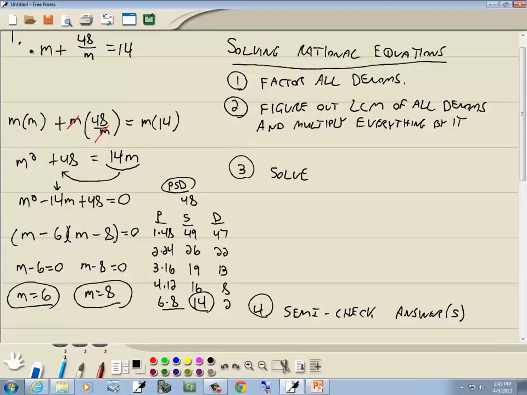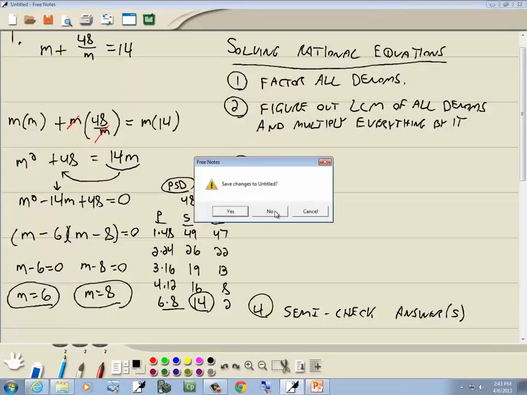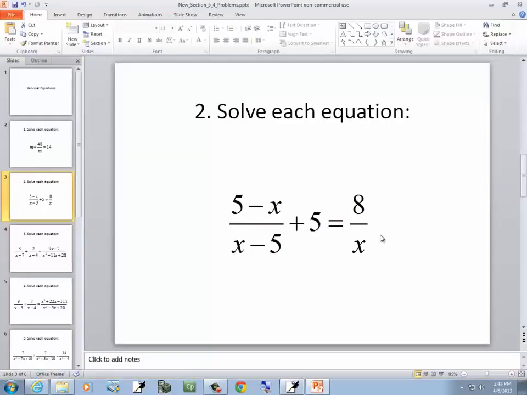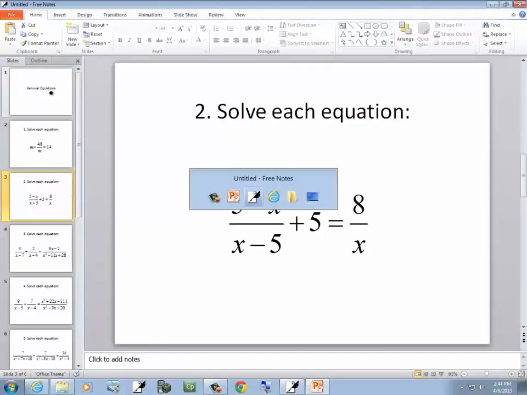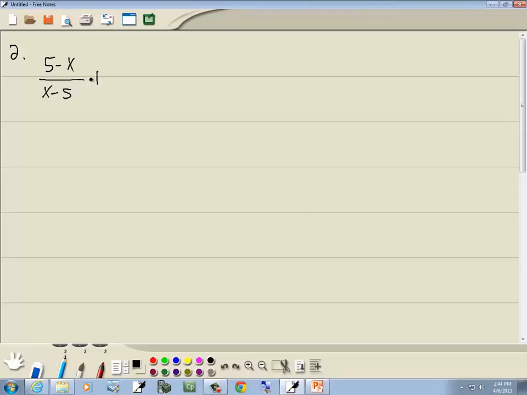Let's take a look at our next problem. 5 minus x over x minus 5 plus 5 equals 8 over x. This one's actually got a shortcut that I'm going to ignore. Notice how this is 5 minus x and this is x minus 5. Well, if I were to factor out a negative 1 up on top, what I'd find is that all of this fraction here gives us negative 1. So we'd have negative 1 plus 5, which gives us 4.